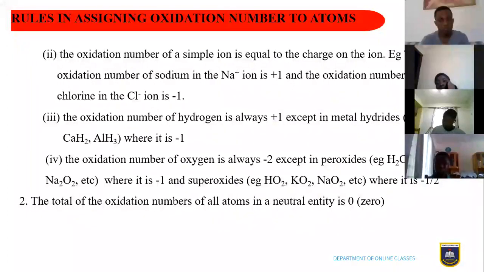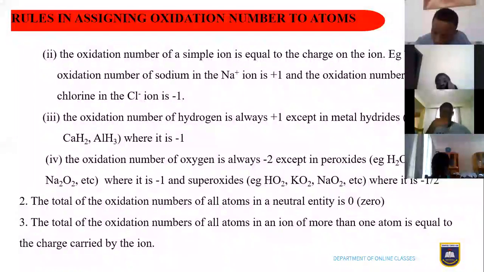Now, the total of the oxidation numbers of all atoms in a neutral entity is 0. That's the next rule, rule number 2, actually. The total of the oxidation numbers of all atoms in a neutral entity is 0. A neutral entity here means a species or a compound. So if I give you a compound like NaCl, sodium chloride, what is the charge on that compound? It is 0. Once you don't see anything at the top, it is 0.